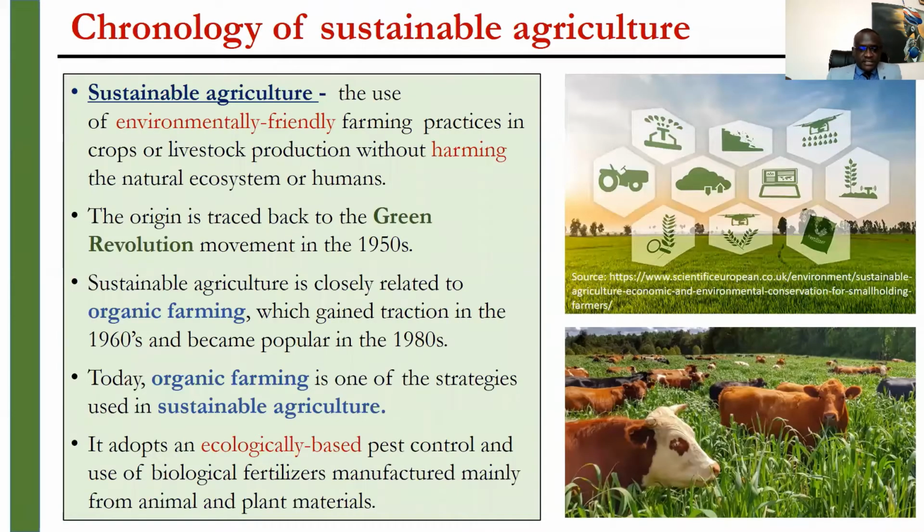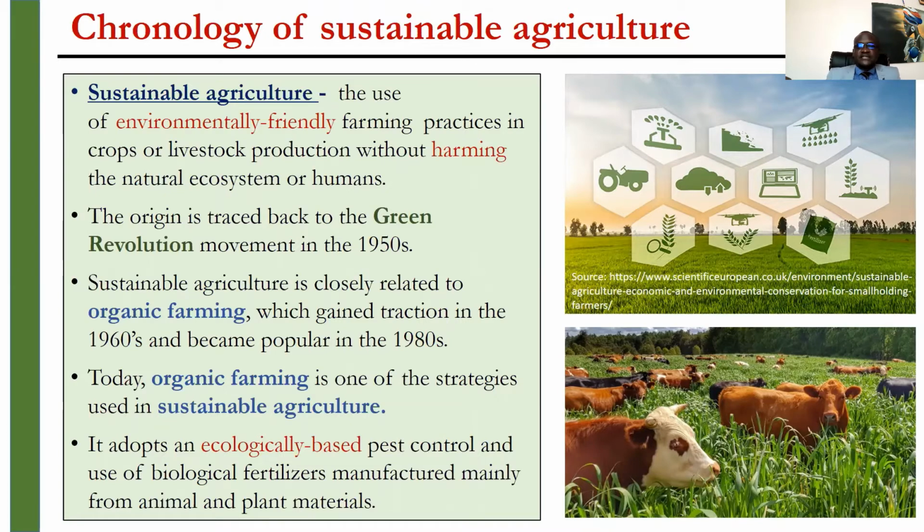So first, let's look at a bit of history about sustainable agriculture. But before we do that, let's define what sustainable agriculture is. So this is basically the use of environmentally friendly farming practices in crops or livestock production without harming the natural ecosystems or humans. And the origin of sustainable agriculture can be traced back to the Green Revolution of the 1950s and 1960s. Of course, as you know, this is the period after the Second World War, and of course, after a Great Depression in terms of food production.